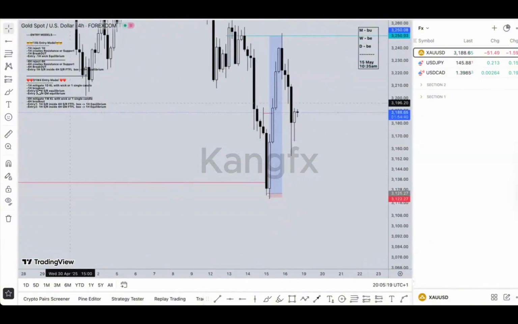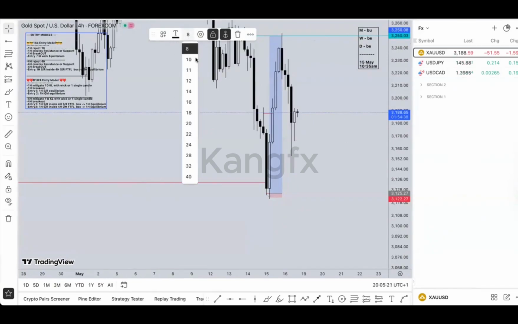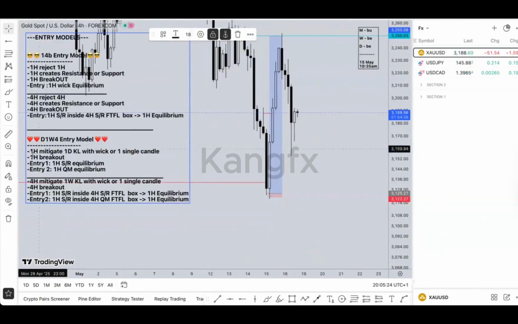Remember, as you're using this model, this D1W4 trading entry model, a rejection on daily and a breakout on 1 hour doesn't mean that the storyline has changed. It doesn't mean the storyline has changed. That's why I said this entry model is used for confirmation entry and for retracements or pullbacks. Pullback and retracement is the same thing.